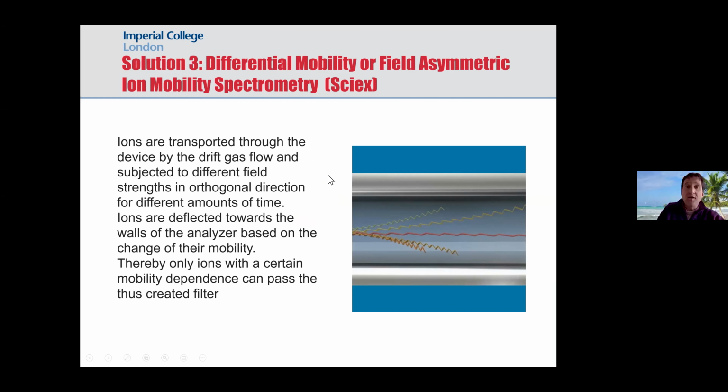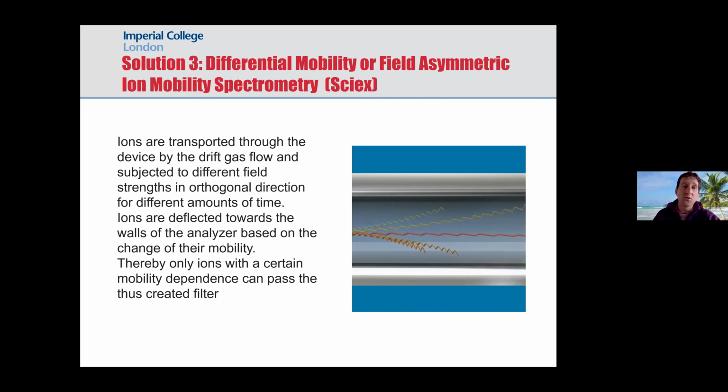Solution number 3 is differential mobility or field asymmetric ion mobility spectrometry. And this is an arrangement which is favoured by SciEx in terms of how they've been using ion mobility for doing lipidomics. And in some ways, this is, at least in my mind, kind of similar to what would happen with a quadrupole in a triple quadrupole, in that you can use it to filter out ions, but in this case, in terms of their mobility, rather than their mass to charge ratio.